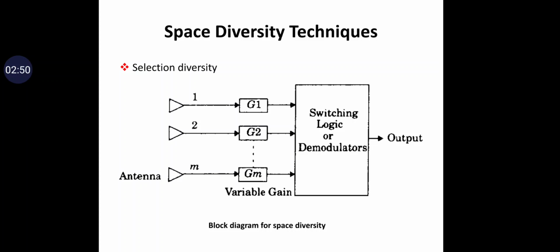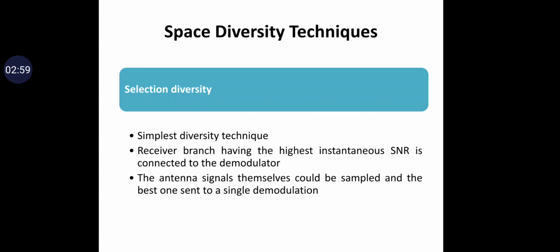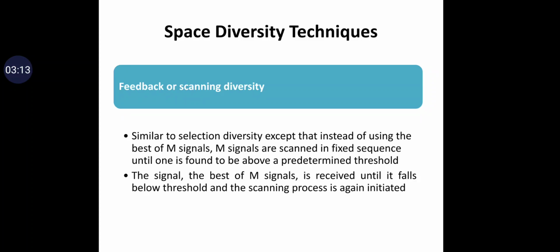And this is the block diagram of the selection diversity technique. The same thing, there are M antennas with variable gain and then we have the demodulator. And the selection diversity is the simplest diversity technique. The receiver branch having the highest instantaneous SNR is connected to the demodulator. The antenna signals themselves could be sampled and the best one is sent to the single demodulation.